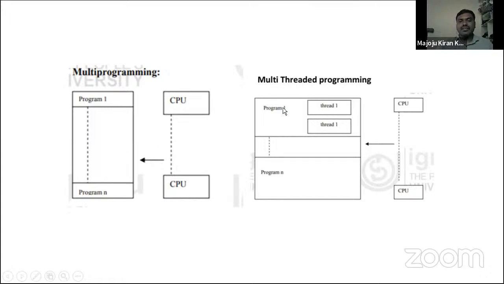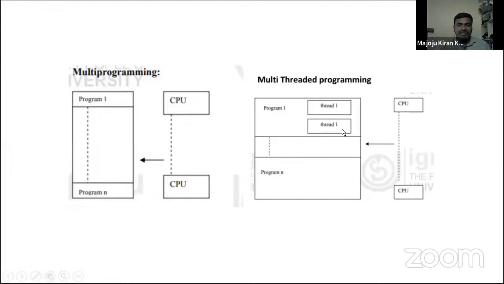Whereas in a multi-threaded program, one program may have multiple threads, and the context switching is done between the threads inside the program. Within the same program, if there are multiple threads, multiple flows of execution, that is called multi-threading. These multiple threads can be executed simultaneously by using which mechanism? Context switching mechanism. That means the CPU is responsible for switching between the threads.